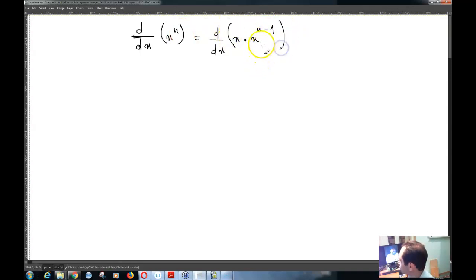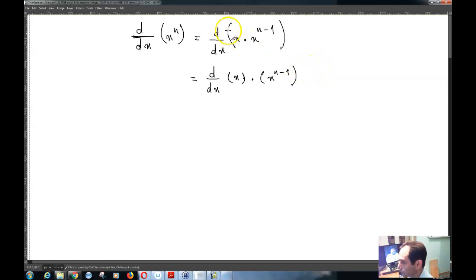So we know that d by dx of x raised to the power n is equal to d by dx of x times x raised to the power n minus 1, which is equal to d by dx of x times x raised to the power n minus 1.